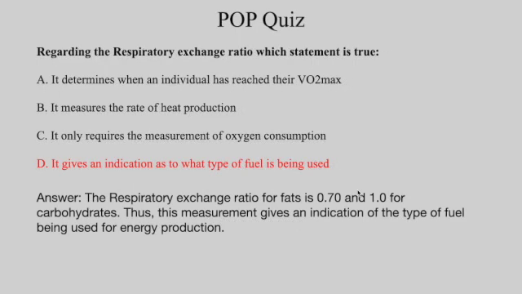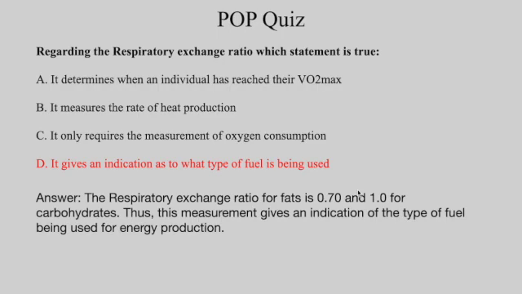Yes, the answer is D. It gives an indication as to what type of fuel is being used. The respiratory exchange ratio for fats is 0.7 and 1 for carbohydrate. Thus, this measurement gives an indication of the type of fuel being used for energy production.